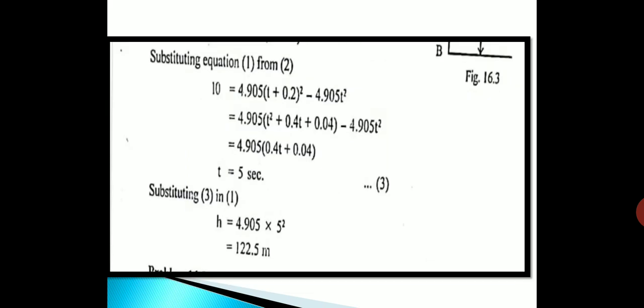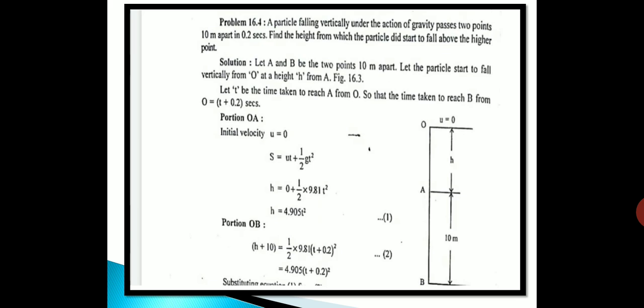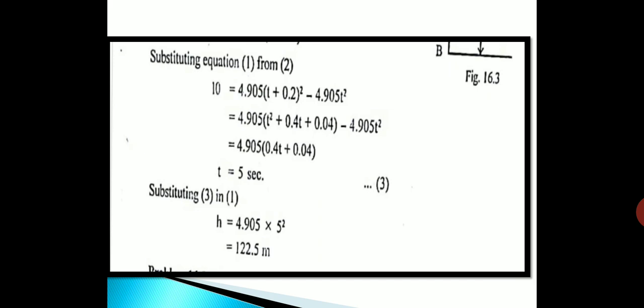Now substituting equation 1 into equation 2, we get the value of t. What we have done here is, h, which we got as 4.905 t square, we have substituted in equation 2, where the term h is there. Then take that term to the right hand side, do the calculations, and you will get the value of t, the unknown, which we get as 5 seconds. This analytical part you should be able to solve properly. Please try. Still, if you don't get it, you can WhatsApp the solution to me or whatever you have solved. If any corrections are required, I'll help you out.